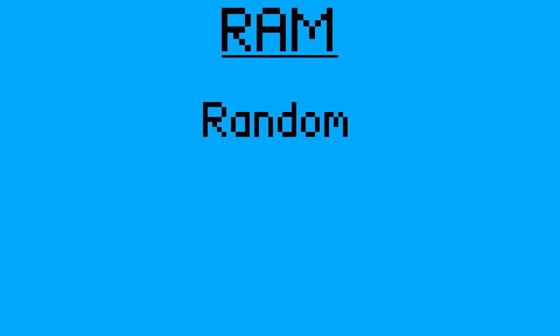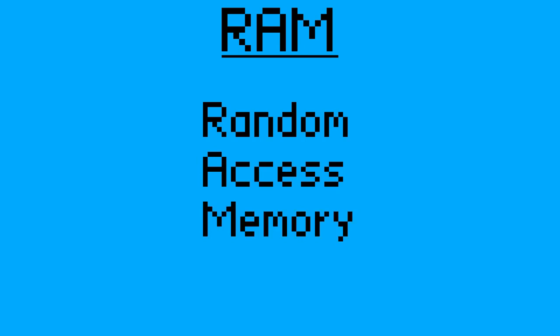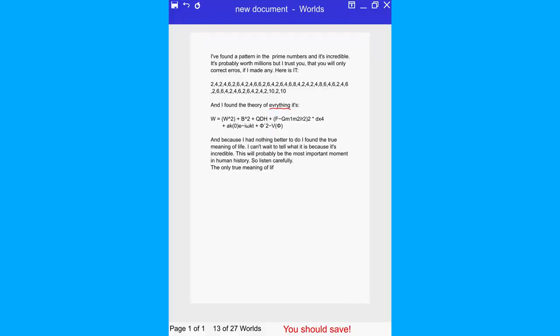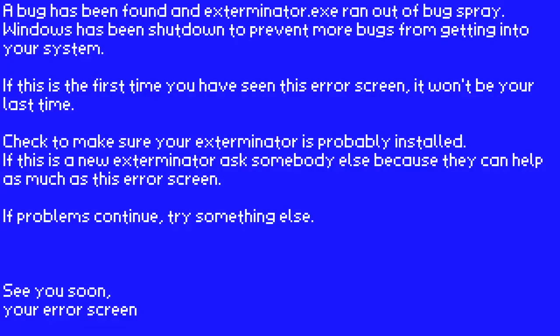RAM means random access memory because we can access its data in a random order, unlike tape drives, CDs, or DVDs. It's also a volatile memory, which means it loses its data when it's not powered. That's why you always have to save your data when you are working on it. The power could go off or your computer could crash.